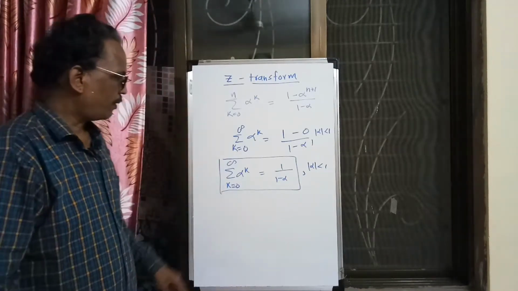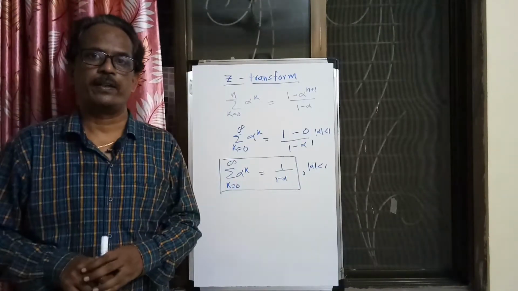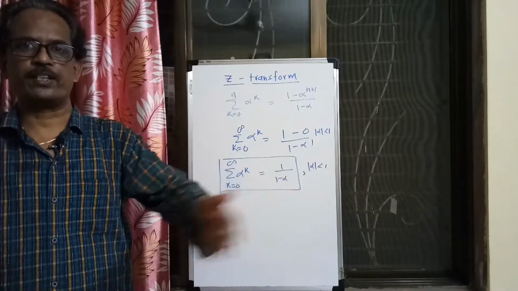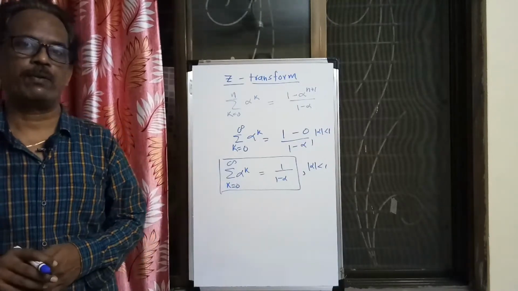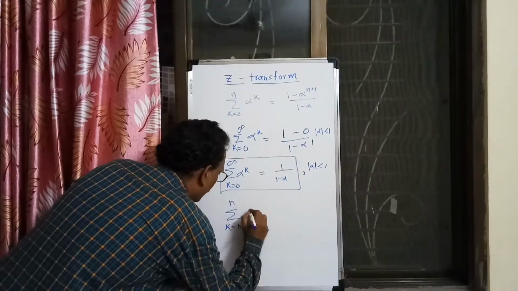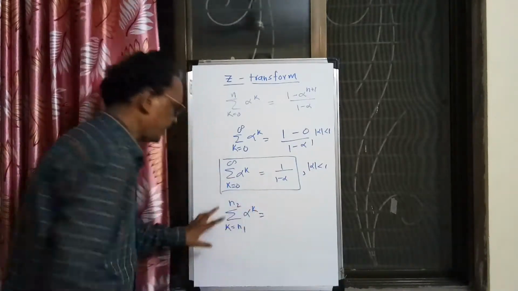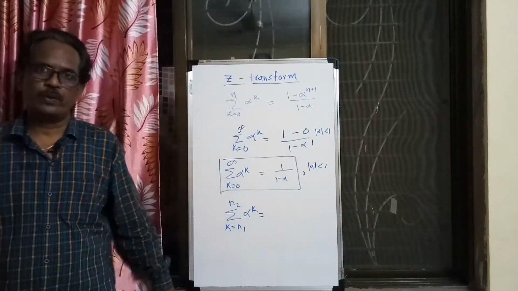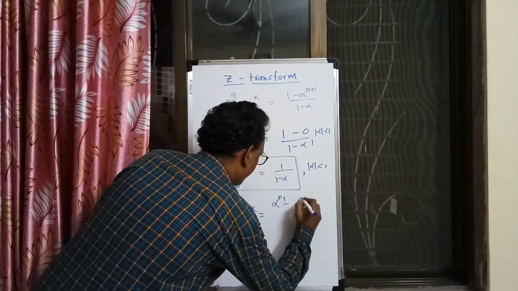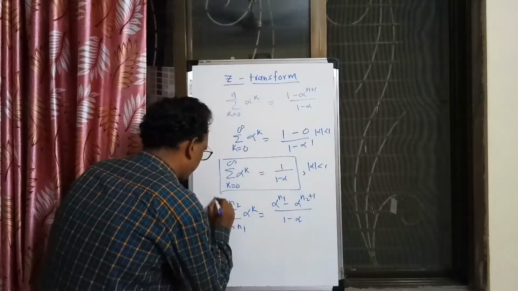So this is the formula if k is running from 0 to infinity, and it means that 1 plus alpha square, alpha cube, and so on up to alpha raised to infinity. If you add this infinite series, the result will be 1 divided by 1 minus alpha. If I take finite limits, let us say k is varying from n1 to n2, what happens to this formula? If n1 and n2 both are finite constants, not infinite, in that case your formula becomes (alpha raised to n1 minus alpha raised to n2 plus 1) divided by 1 minus alpha. So this is another formula.